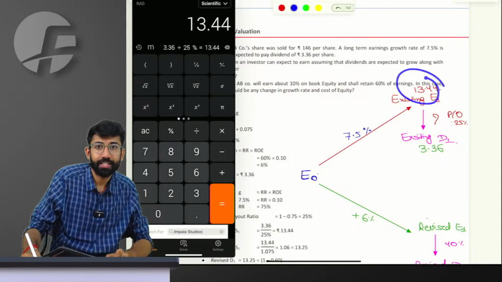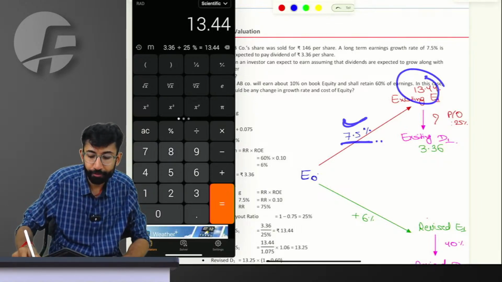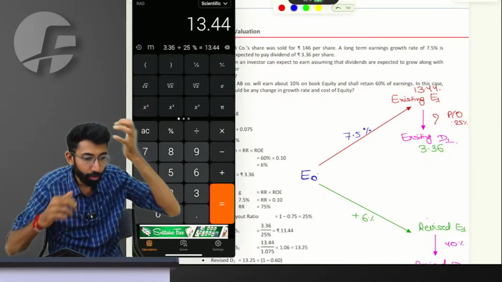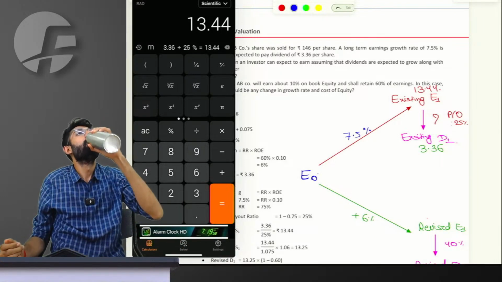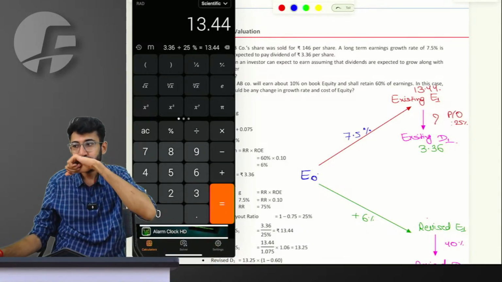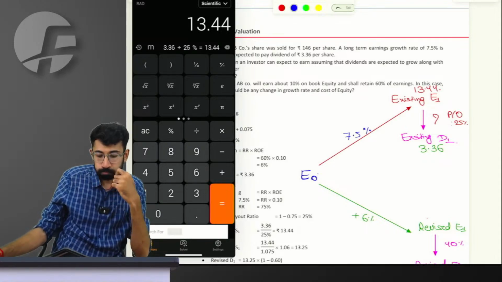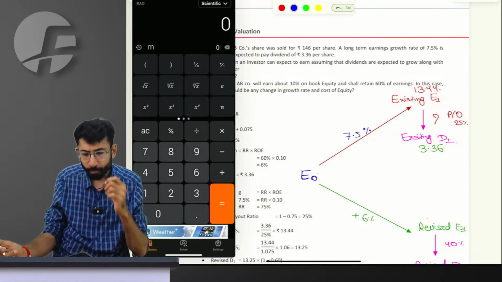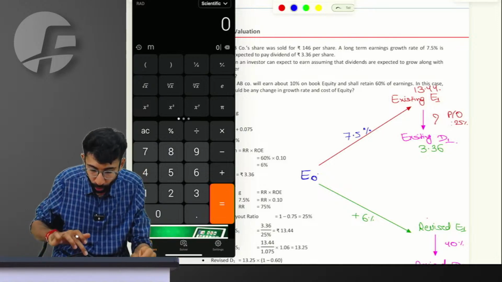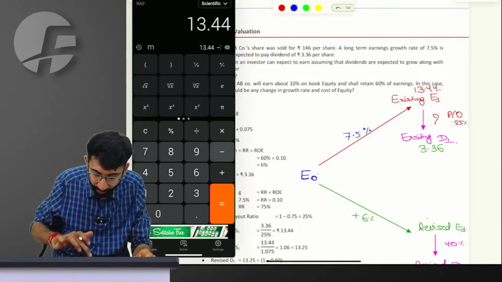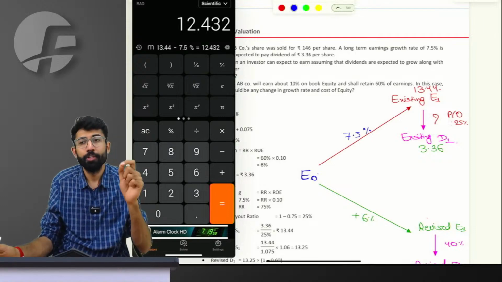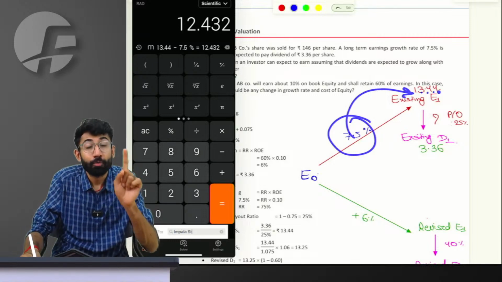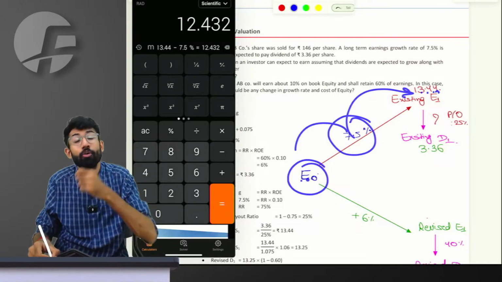If 13.44 is existing EPS and that comes after 7.5% growth from 0 to 1 year, can you tell me what would be EPS at 0 point? Those who are thinking it is 13.44 minus 7.5%, they are thinking absolutely incorrect. It is not a growth of 7.5% to be deducted from this. It was a growth of 7.5% which was to be added on this.